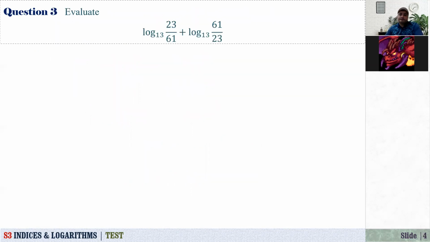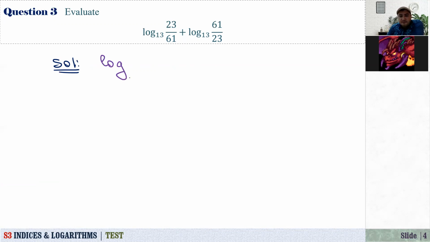All right. Next question, evaluate this logarithm. So, solution. The bases are the same and it is added, right? You're just going to use the property that if they have the same bases and are added, you can change this into multiplication. How?